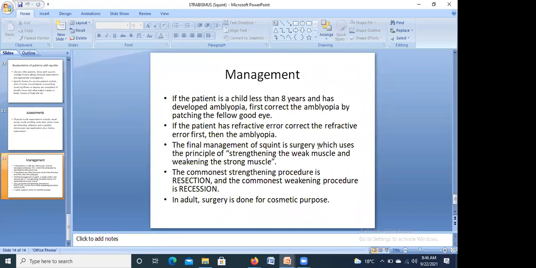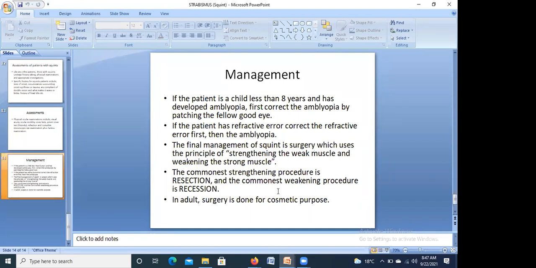You weaken the strong muscle, and then you strengthen the weak muscle. And there are so many procedures of weakening a muscle and strengthening a muscle. For example, one of the procedures for strengthening a muscle is resection. So you get a muscle, supposing that is the lateral rectus, which is weak in esotropia. You want to strengthen the lateral rectus, you resect it. That means that you remove part of the lateral rectus and make it shorter.